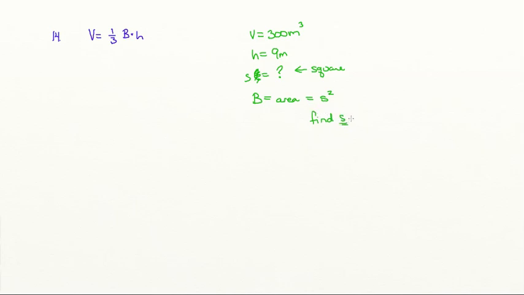Okay, well, let's first plug in our numbers. Our V is 300. Our B is s squared. And our H is 9. Put our numbers together. 9 divided by 3 equals 3. Divide both sides by 3. And take the square root of both sides. The length of one side is 10 meters.